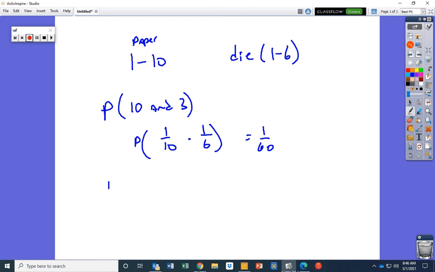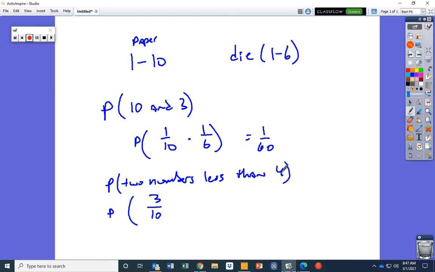What if I said this? Probability of 2 numbers less than 4. Okay? Well, I got to think about this for a second. Remember, these are 2 independent probabilities. They're 2 separate probabilities. What's the probability of me getting a number less than 4 on these sheets of paper? How many are less than 4? 1, 2, and would I include 4? No. So 3 out of what? 3 out of 10.